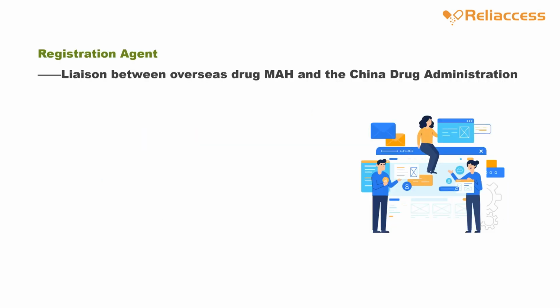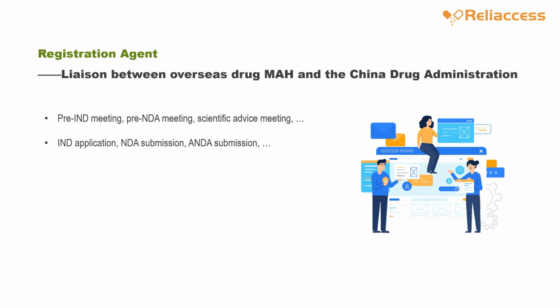Now we move to what a registration agent shall do. The registration agent is the liaison between overseas drug MAH and the China Drug Administration. It will support the MAH in all of the below, but not limited to the below. It will help the MAH to arrange the pre-IND meeting, pre-NDA meeting, and scientific advice meeting. It will help the MAH to submit IND application, NDA submission, and ANDA submission.